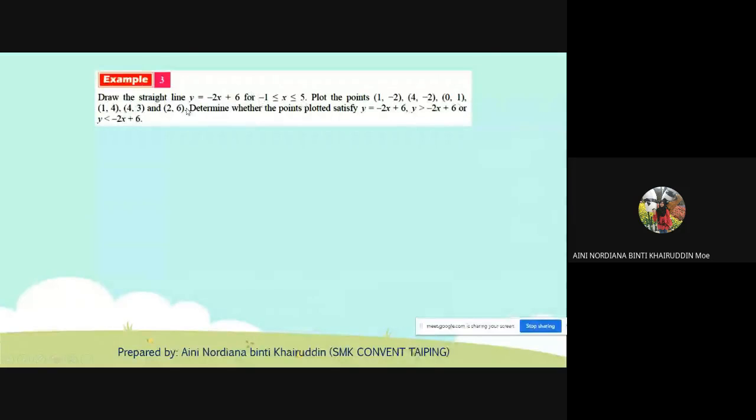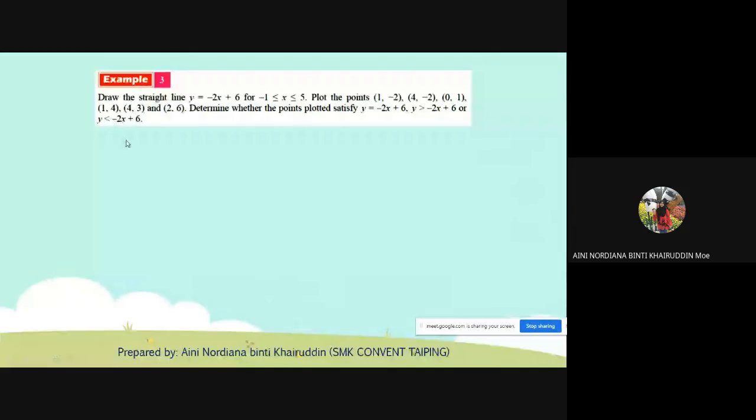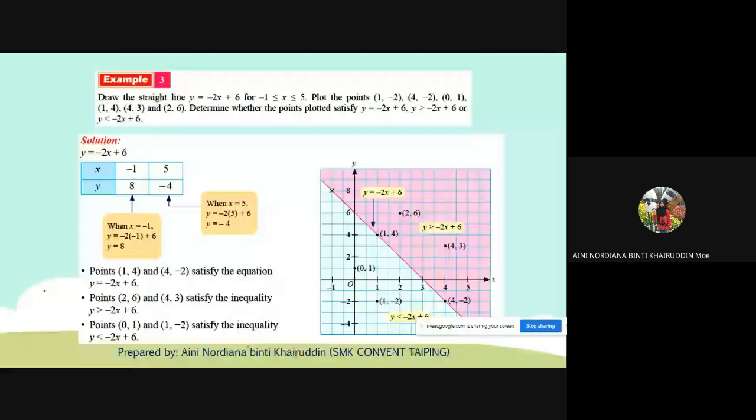Okay, number 3, draw the straight line y equals negative 2x plus 6 for x greater than or equal to negative 1 and less than or equal to 5. Then plot the points. Altogether there are 6 points. Determine whether each point satisfies y equals negative 2x plus 6, y greater than, or y less than. So the first step, draw the straight line y equals negative 2x plus 6.